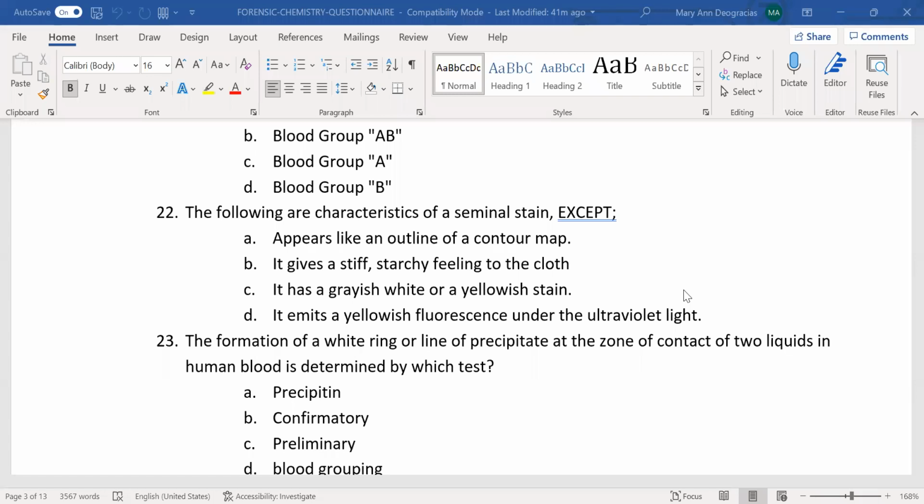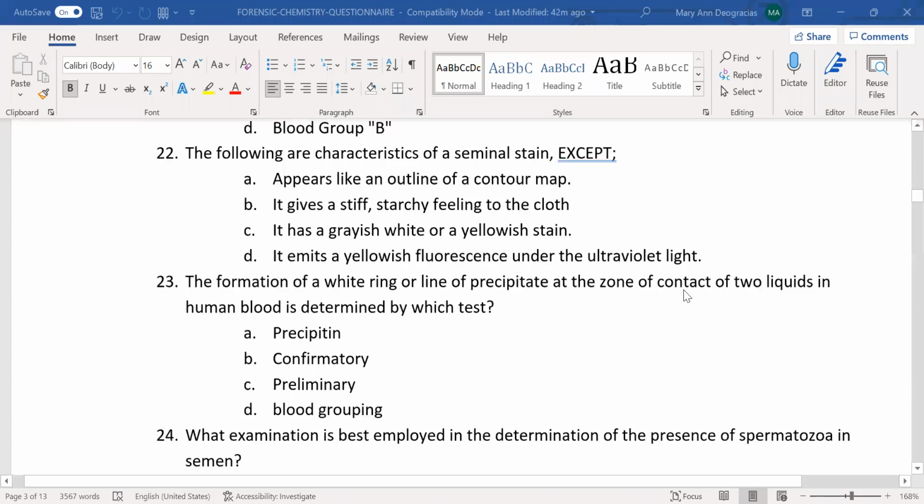All right, number 23. The formation of a white precipitate or line of precipitate at the zone of contact of two liquids in human blood is determined by which test? A, precipitin. B, confirmatory. C, yes, it's precipitin test. Okay, so precipitin test. So from the word precipitate, pagka merong, o kaya white ring lang. White ring ang nakalagay. Basta human or animal blood, the test is the precipitin.